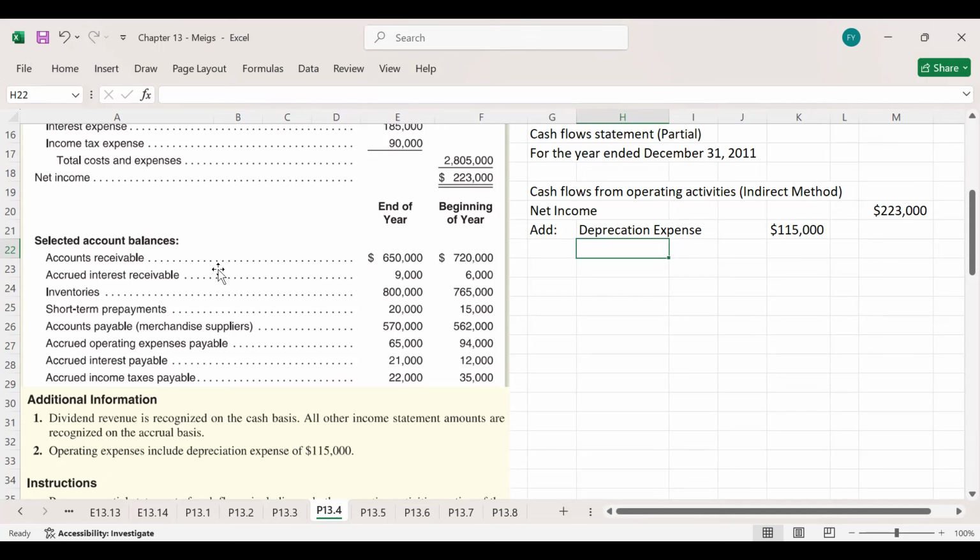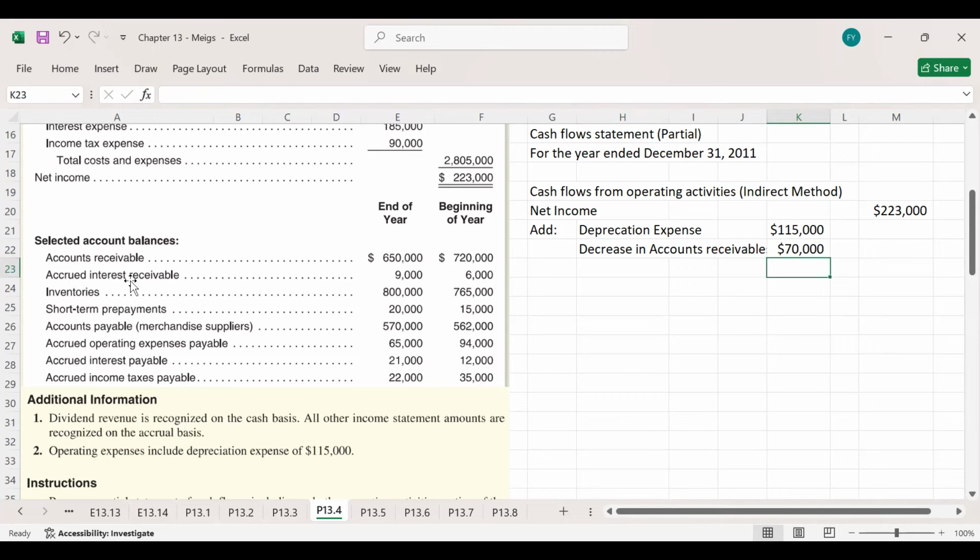So here you can see, we can check one by one. There is a decrease in accounts receivable. So as current assets have an inverse association, this means that a decrease in accounts receivable will increase cash flows. Decrease in accounts receivable, how much? From 722 to 650, which means a 70,000 decrease. So here we have $70,000.